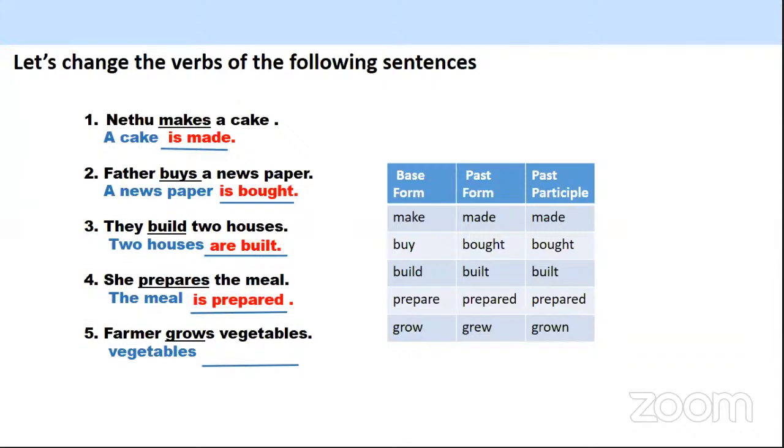Last one. What is the verb? Grows. What is the new subject? Vegetables. It is in plural form. So there you have to use are plus the past participle verb form of grow. It is grown. Then are grown. See whether you have got all correct.